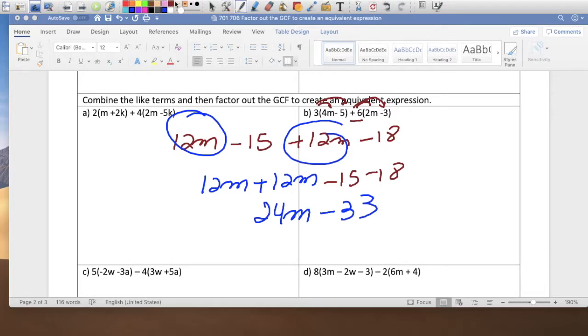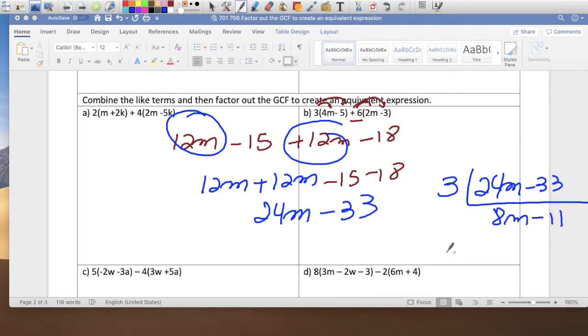So this is the one that I want you to do, the ladder method, if you're using that. Is there anything that goes into 24 and 33? Yeah, 3. 3 goes into 24 8 times, 8m. And 3 goes into 33 11 times. This is your final answer: 3 times 8m minus 11.